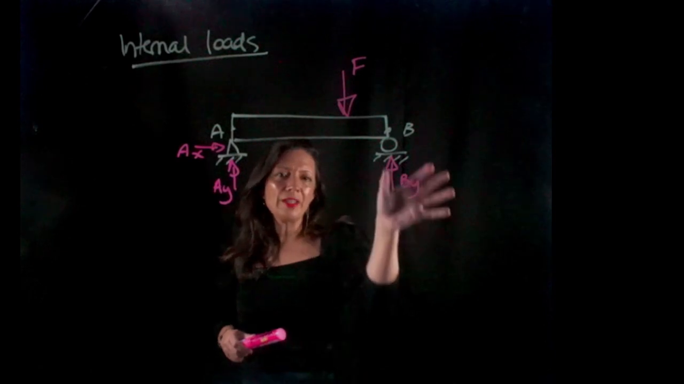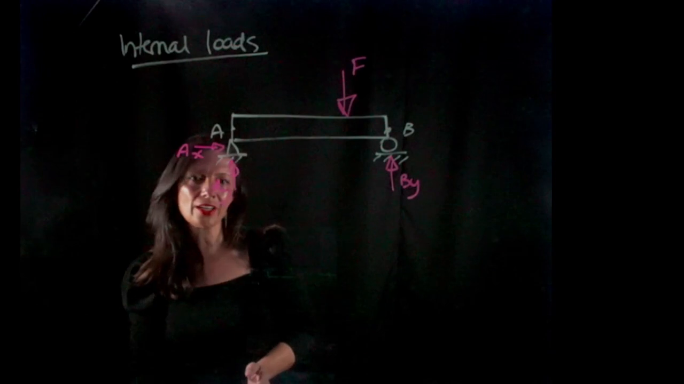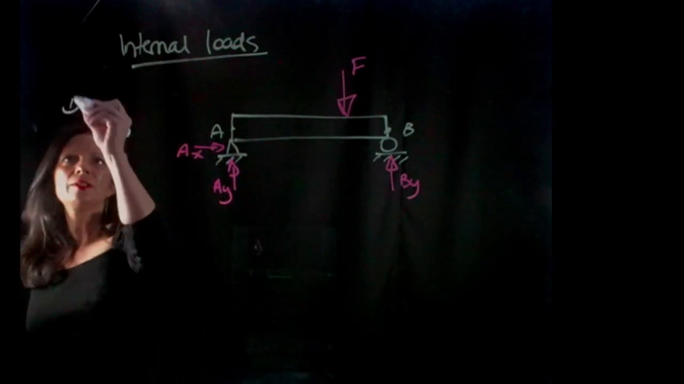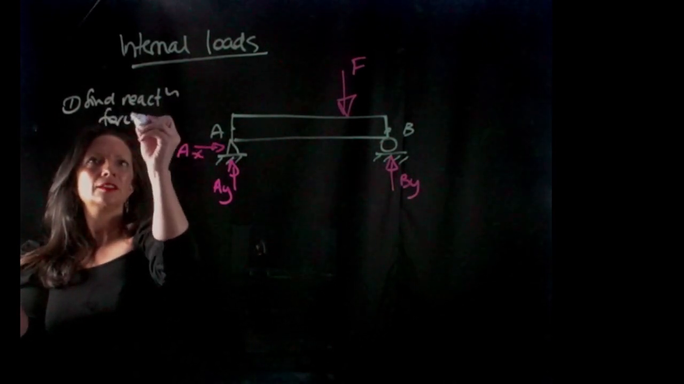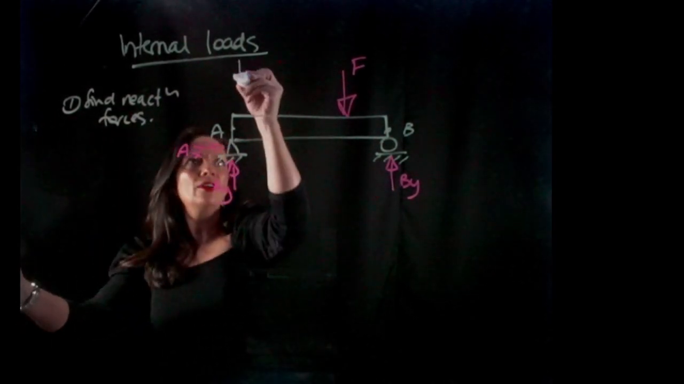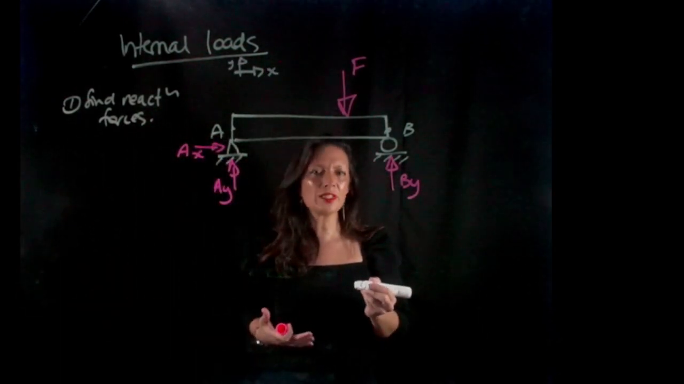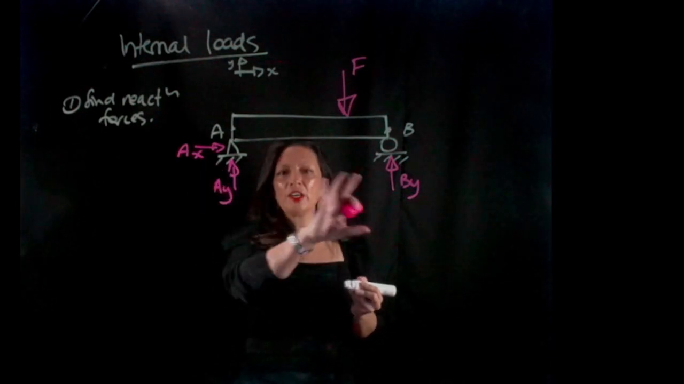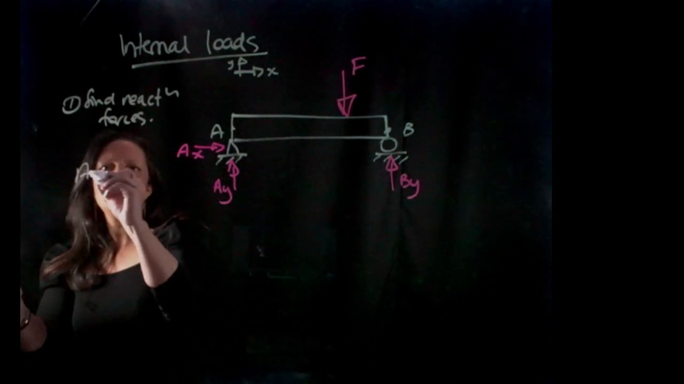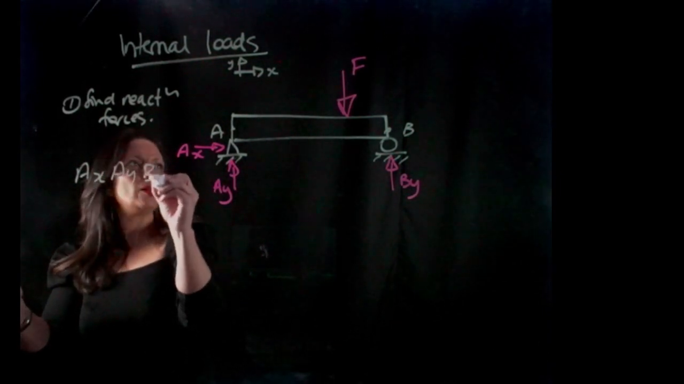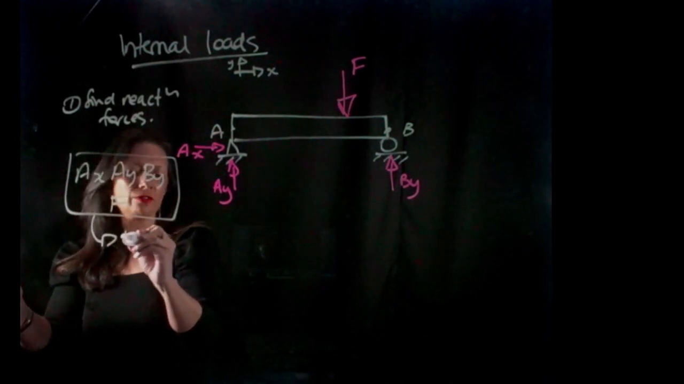I need to be able to make sure that this system is in equilibrium first. So the first thing that we need to always do is find our reaction forces. And we should always put an axis so we can identify which way is positive. So I can find my reaction forces. These forces, so AX, AY, BY and F, are all what we call external forces.